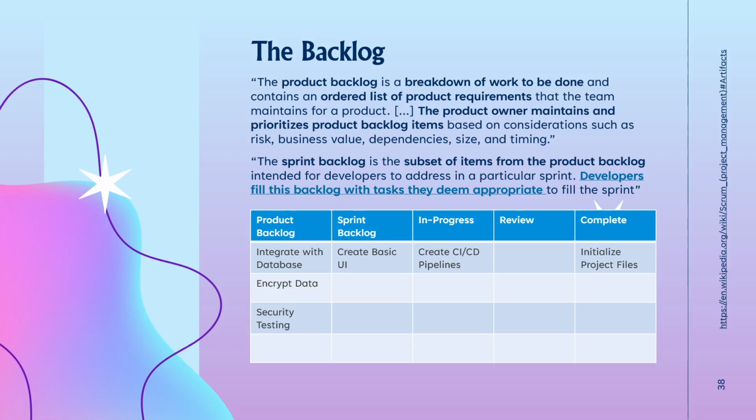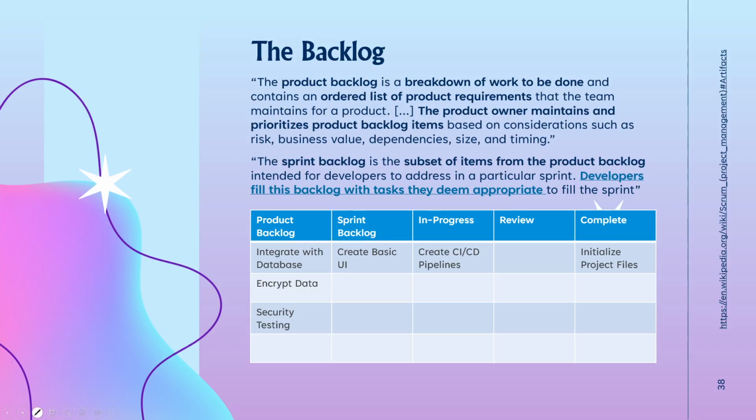Now we get to the backlog. Like I said, this probably should have come a few slides earlier, as we've talked about the backlog a lot now. The product backlog, and these are quotes stolen directly from Wikipedia. The product backlog is a breakdown of work to be done and contains an ordered list of product requirements that the team maintains for a product. The product owner maintains and prioritizes the product backlog items based on considerations.